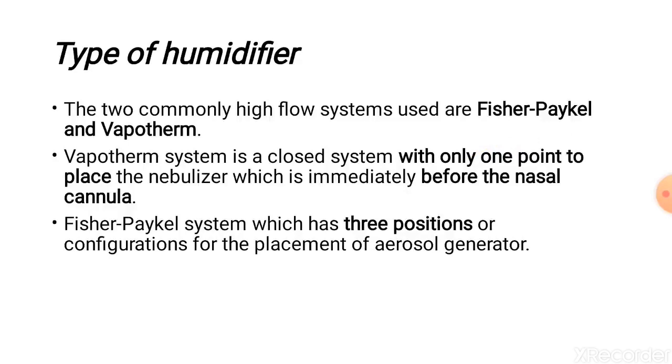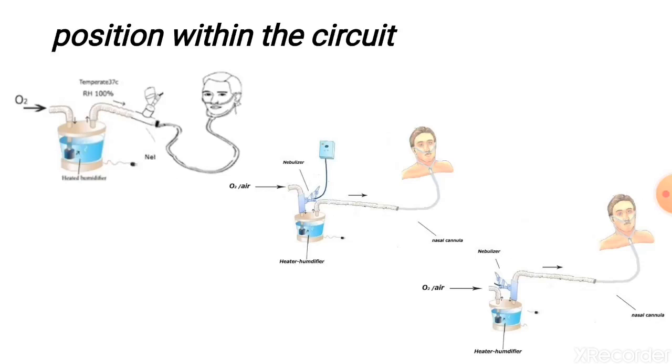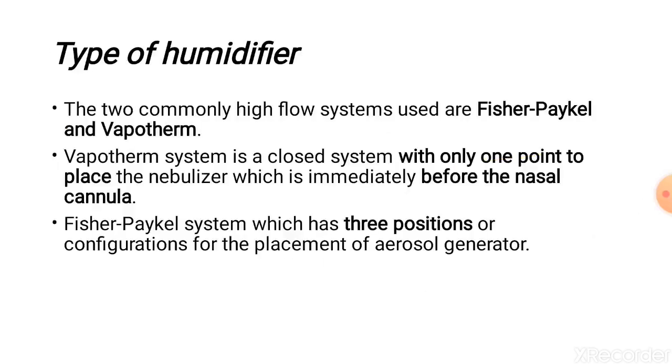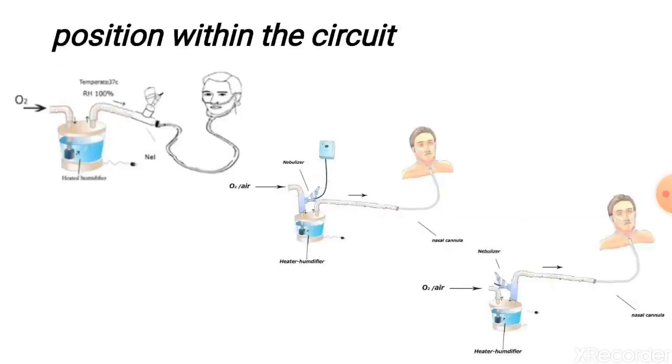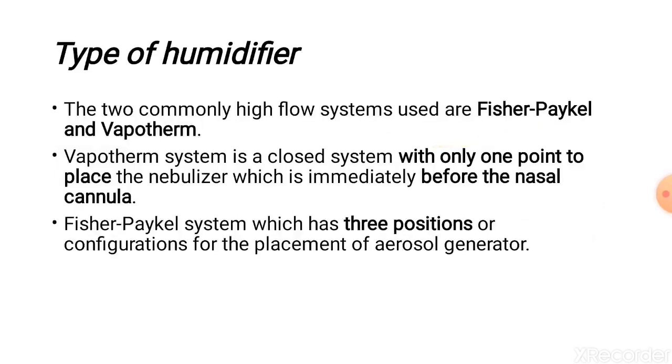Type of the humidifier: we have two types of humidifier. The first type of the humidifier has the 3 positions. The second type of the humidifier, which is obvious here, has only the first position. And actually most of the aerosol delivered to the patient using the second humidifier is thrown away, but the first humidifier is much better than the second when we talk about aerosol delivery.